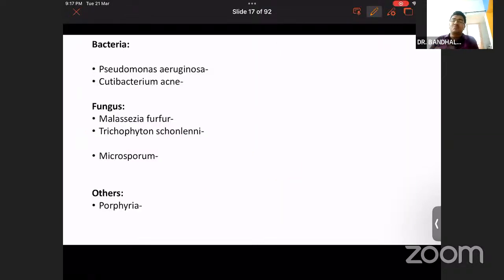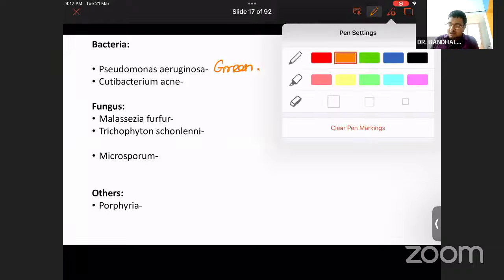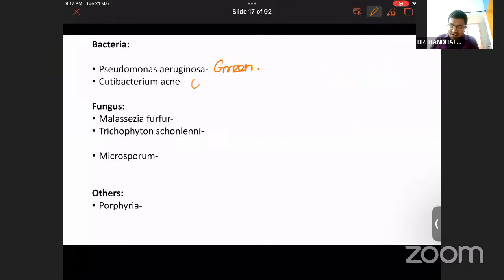Now we will see some Wood's lamp findings of some common infectious agents, so it will be helpful for you. Pseudomonas aeruginosa, we know whenever Pseudomonas is there, the color will be green. In Cutibacterium acnes, it will be orange. Cutibacterium acnes is the organism related to acne vulgaris. Initially, it was known as Propionibacterium acnes. Now the name has changed. It is Cutibacterium acnes.